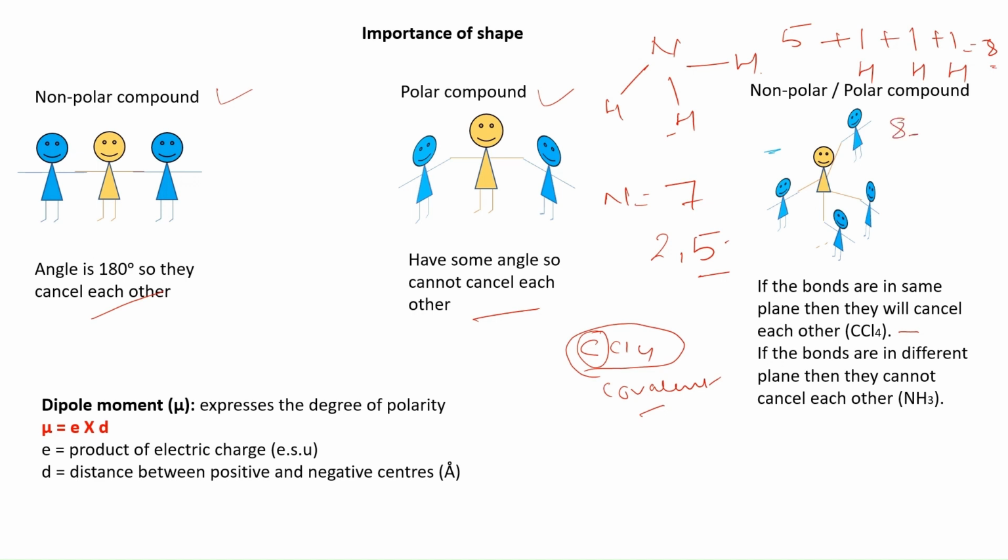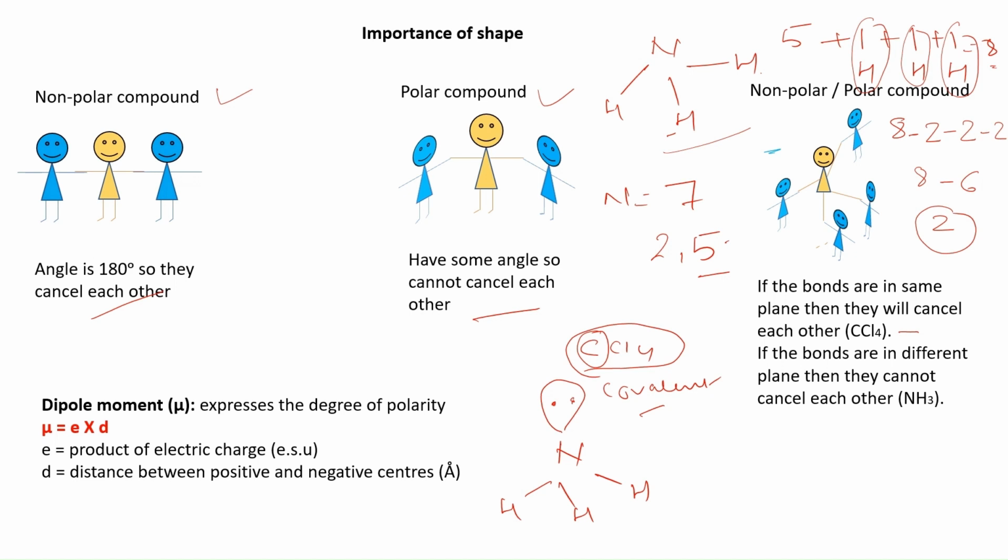Write 8 minus one pair of electrons, 2. Second pair of electrons, 2. Third pair of electrons, 2. So 8 minus 6, 2. It is left with 2 electrons. Hence, NH3 is polar covalent. If you see in any book or anywhere, you'll find the structure of NH3 like this. Okay, hence NH3 is polar covalent.